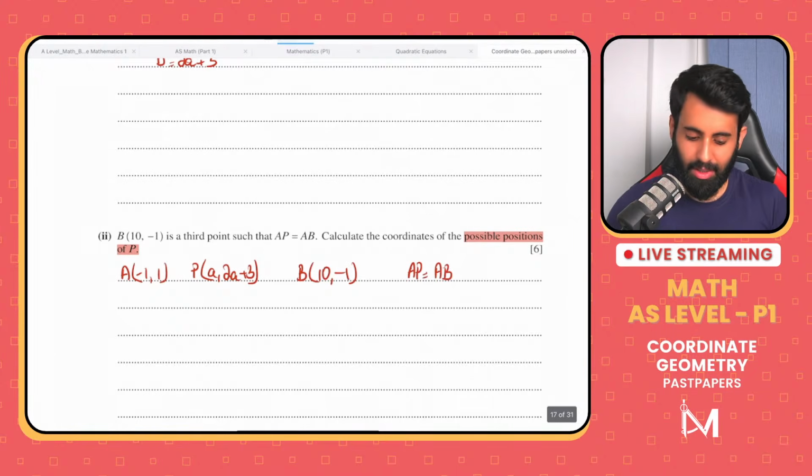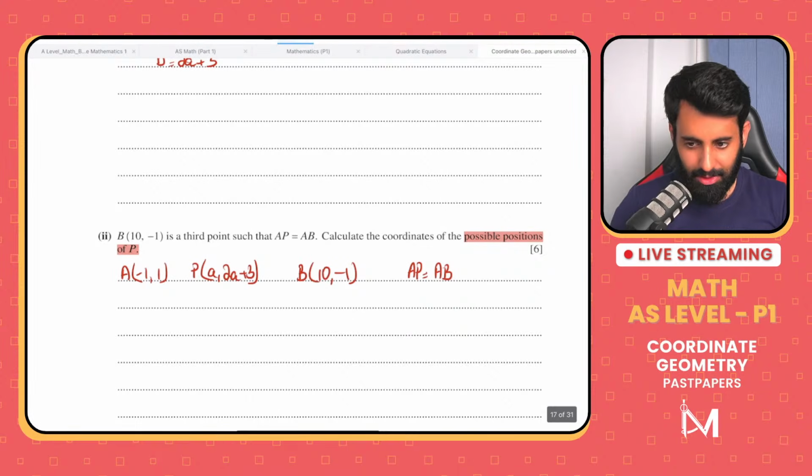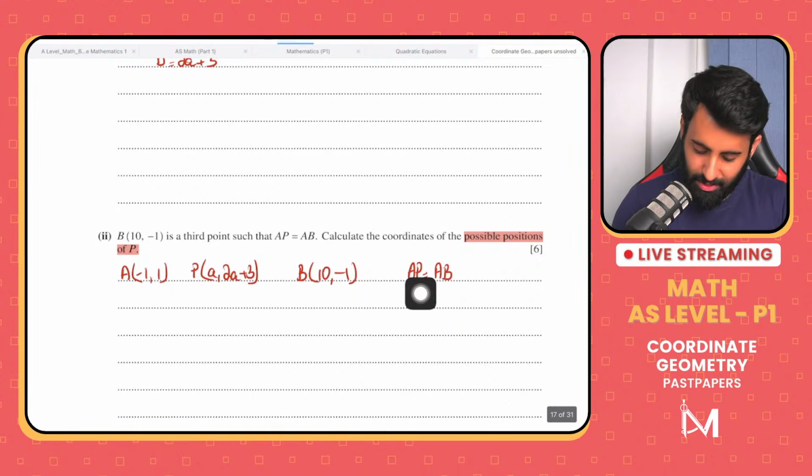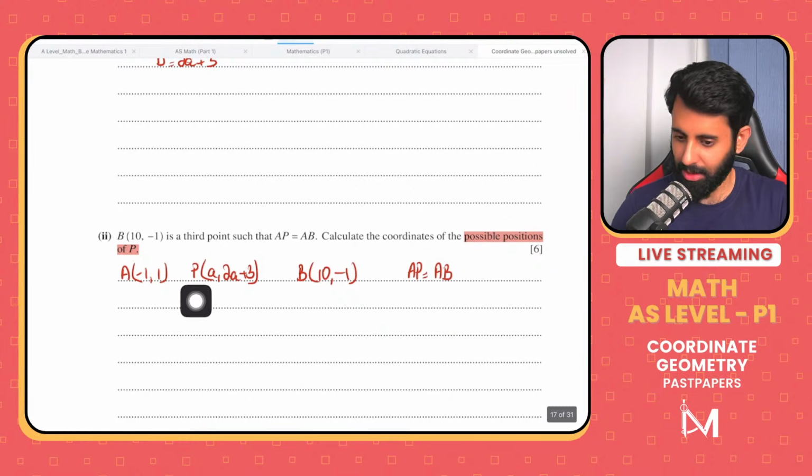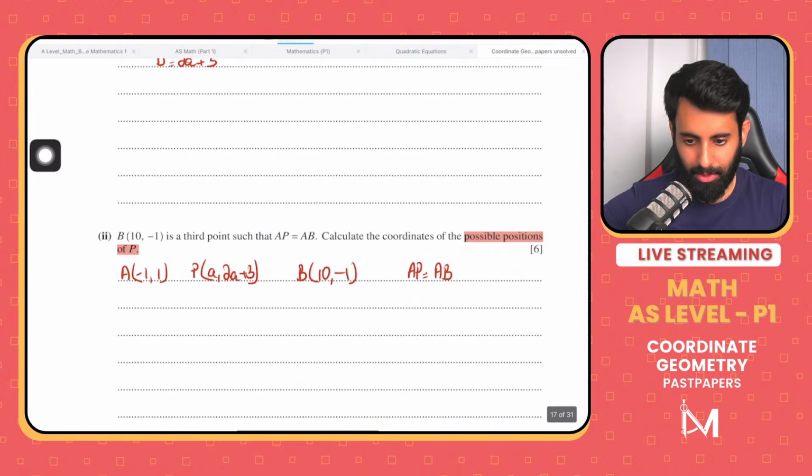At this point it is advisable that you see where exactly you're heading. Don't just brainlessly start solving it. AP is the distance between these 2 points and AB will be the distance between these 2 points. So that means you need to equate the distance. And what is the formula for distance? It's x2 minus x1 the whole thing squared plus y2 minus y1 the whole thing squared.